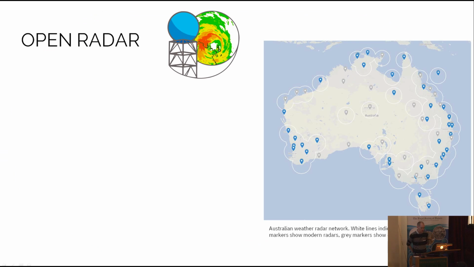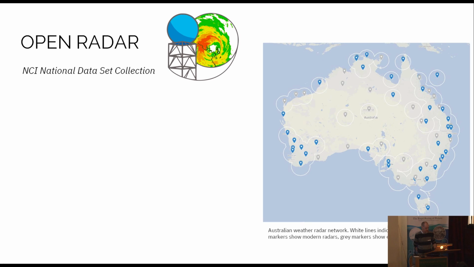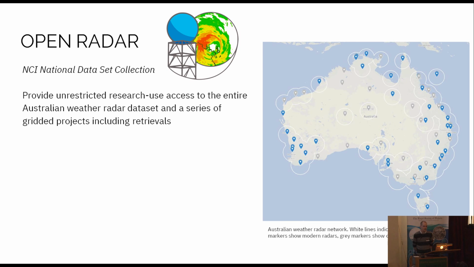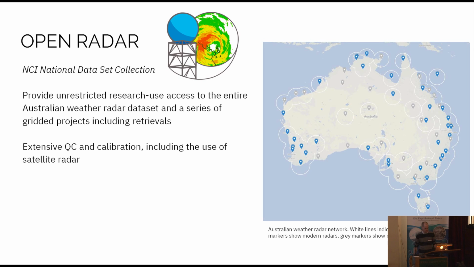A project I'm involved in through the Bureau and Monash is developing an open radar data set for the public from our national weather radar network. This data set is going to be hosted on NCI as a national data set collection. The aim here is to provide unrestricted research access to the entire archive and also provide a series of gridded products such as rainfall, hail size, and azimuthal shear, which will be more easily accessible to the wider audience.